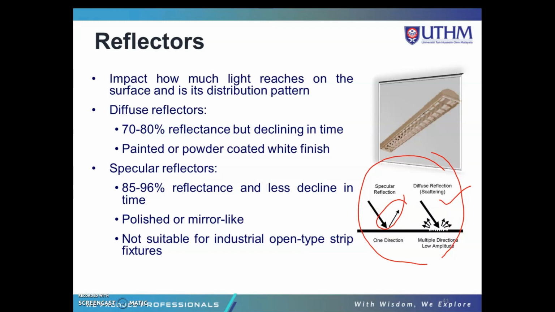So the characteristic for the diffuse reflectors, 70% to 80% reflected but declining in time, and that is based on painted or powder coated white finish. While specular reflectors have 85 to 96% reflectance and less decline in time, polished or mirror-like, and is not suitable for industrial open type strip fixtures.